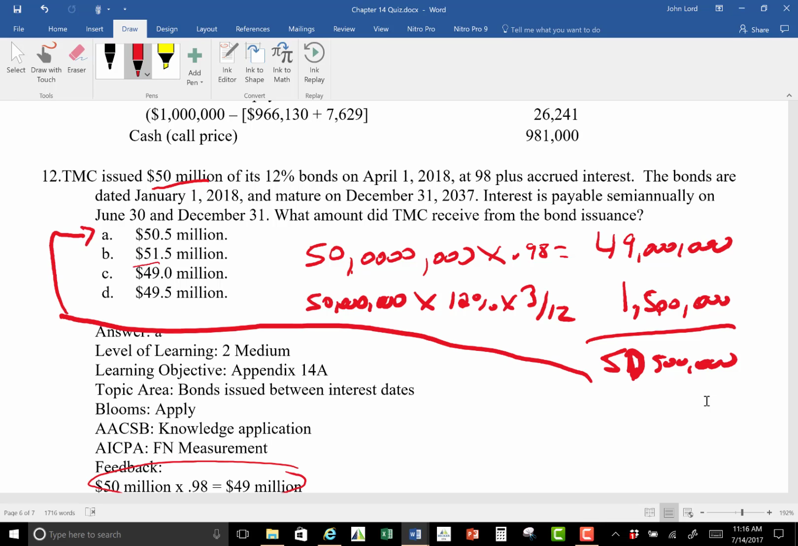Okay, I think the last one here is another accrued interest. What amount of cash did we receive on the bond issue? Is there any question on that? You want me to do it, or you just want to move on from that? Can we do it? Sure, we can do it.